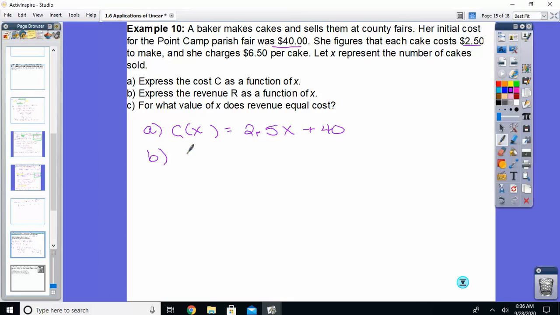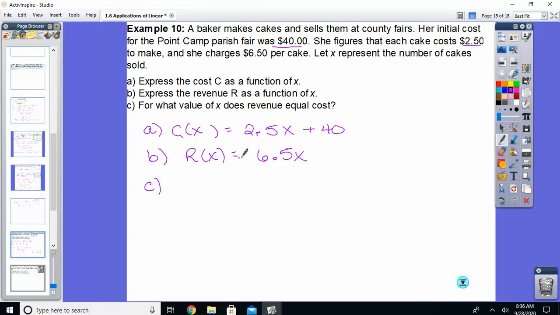Okay, B, revenue, the amount she's bringing in. She charges $6.50 per cake, so the amount she's bringing in would be 6.5x.